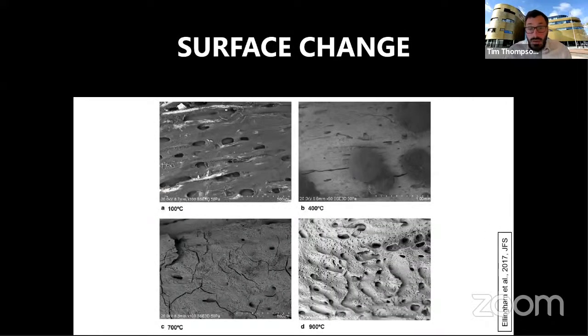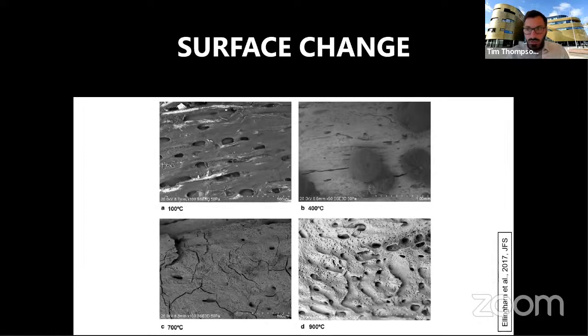So what else happens? Well, the surface of the bone changes as well. We've got some images here from scanning electron microscopy, and we can see the surface of bone at different temperatures. And again, we can see this transformation as the heating intensity increases. We see the increase in fractures and cracking and flaking away of the bone surface as the bone increases in its intensity of burning.